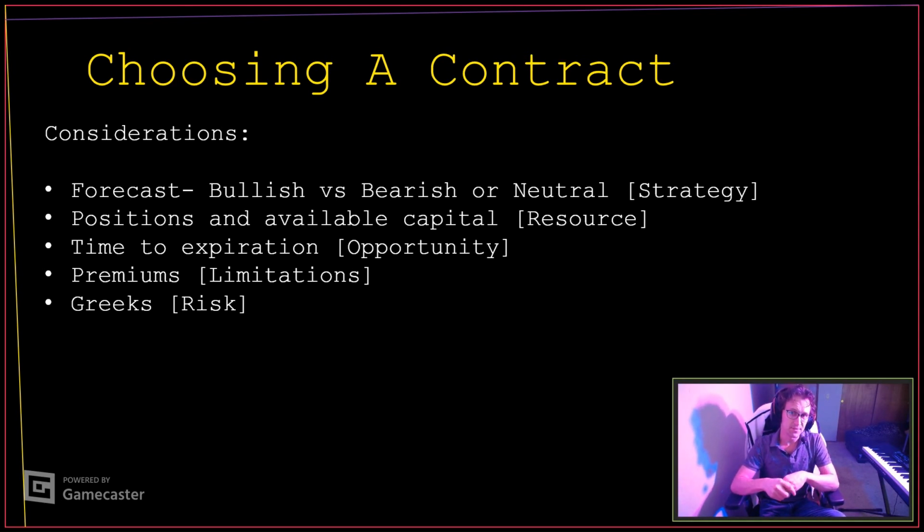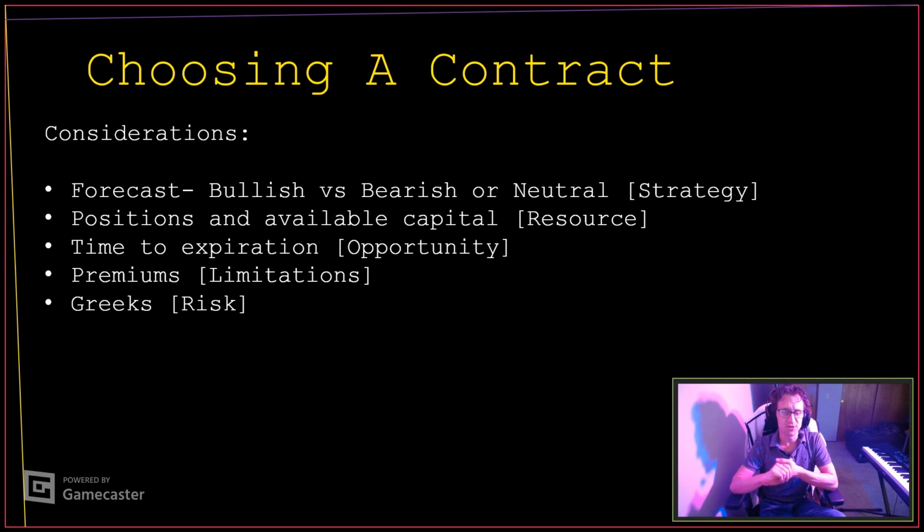The premiums of those contracts are going to be the greatest limiting factor when you're putting your strategy together, because if you are trading only on extrinsic value gained through the selling of a contract, as I'm going to show here in this video, then the premiums are going to be a huge limiting factor.